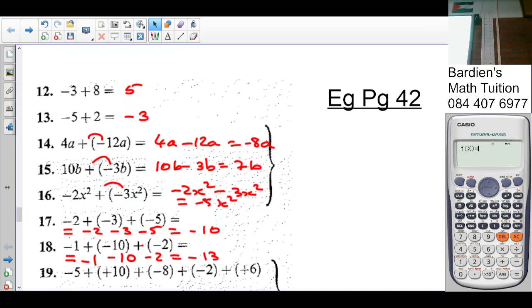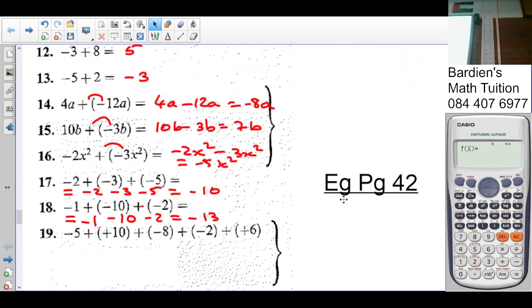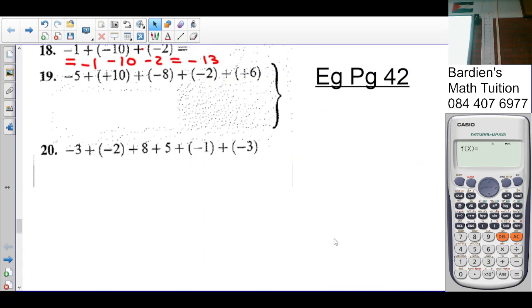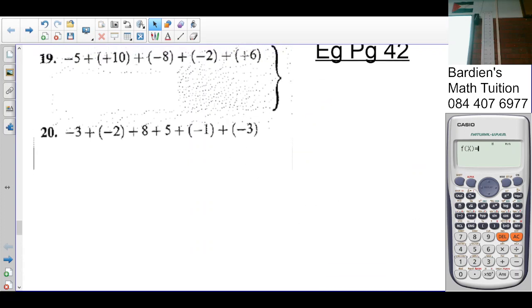They were looking for like terms there. Not so? That was the note given here, it's like terms. Look at number 19. So here we have negative 5. Positive times positive is? Positive 10. Positive times negative? Negative 8. Positive times negative? Negative 2. Positive times positive? Positive 6.